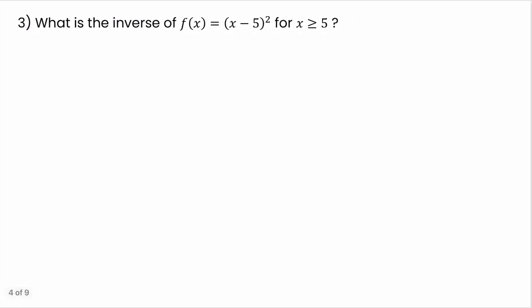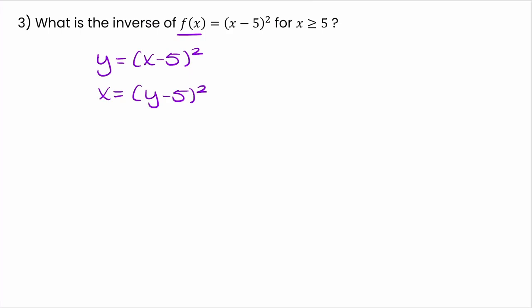So now let's try this problem. It says, what is the inverse of f of x equals (x minus 5) squared for x is greater than or equal to 5? So remember, when you find an inverse, the first thing we do is replace f of x with y. So we have y equals (x minus 5) squared. Now we're going to switch x and y. So we have x equals (y minus 5) squared.